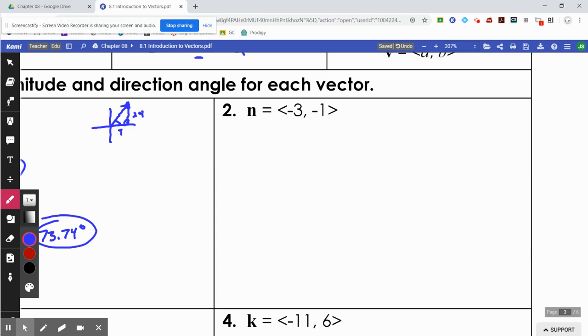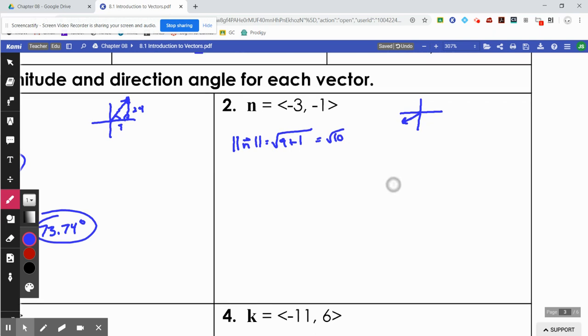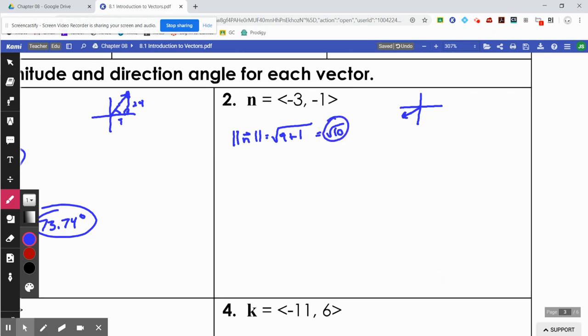Same thing for number two. Now we're in the third quadrant. <-3, -1> would be somewhere down here. The direction is going to be a little bit tougher, but the magnitude is the exact same thing. Let me put an arrow on it so it's a vector. The magnitude of vector n is the square root of a squared plus b squared, which is the square root of 10. That's somewhere a little bit bigger than 3. You could write it as exact, or as about 3.16.